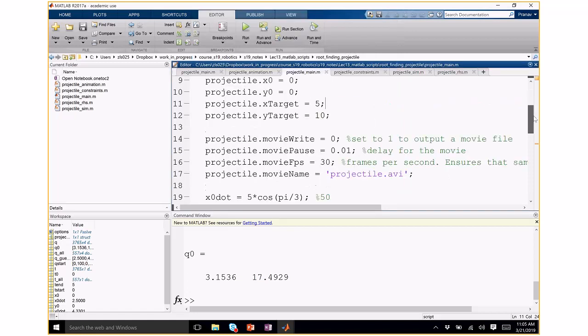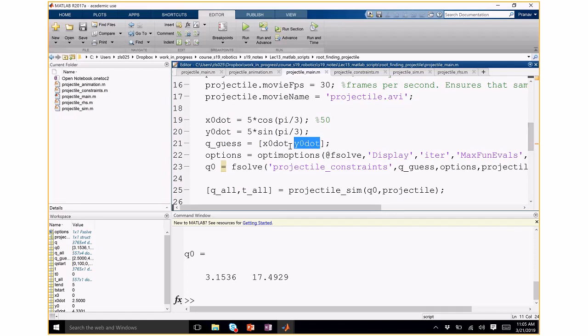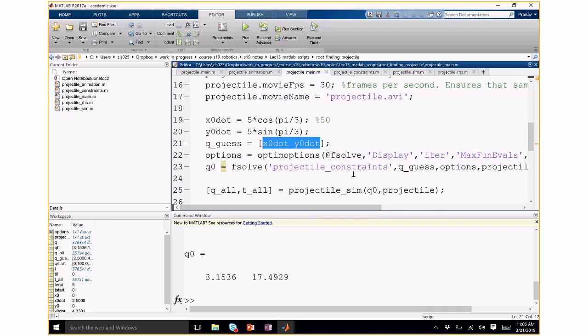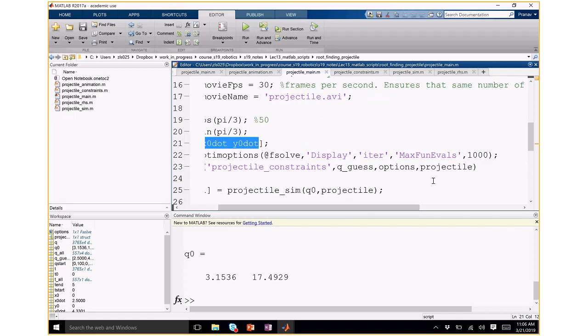Let me confirm that. Okay, I actually changed it. I did not use v and theta. I actually used vx and vy, which is effectively specifying a v and theta. When you give vx and vy, you're effectively specifying the velocity and the angle. So this is options for the fsolve. This is the function I wrote down: projectile constraints, QGuess, options, projectile. Projectile is the parameters, mass, gravity, and so on. The constraints is the one which talks about the difference.